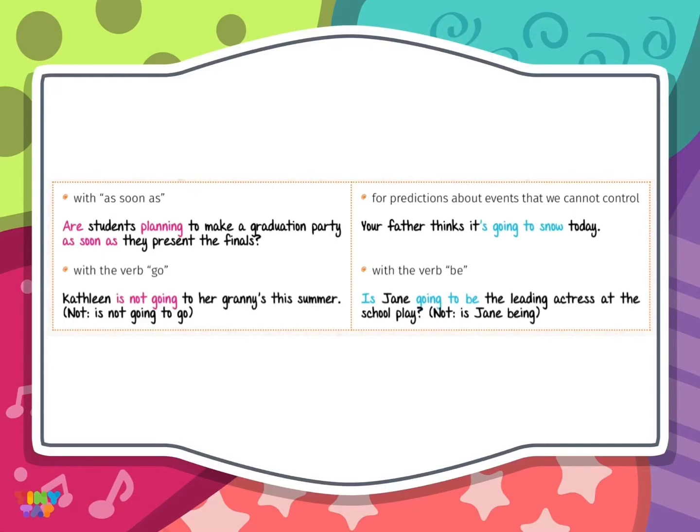We can also use present continuous to express a question with the verb go. Kathleen is not going to her granny's this summer. We can also use present continuous to express a negative statement. And also for predictions about events that we cannot control. Your father thinks it's going to snow today, with the verb be. Again, we're using going to. Is Jane going to be the leading actress at the school play? Let's watch a video to learn more about present continuous for the future.